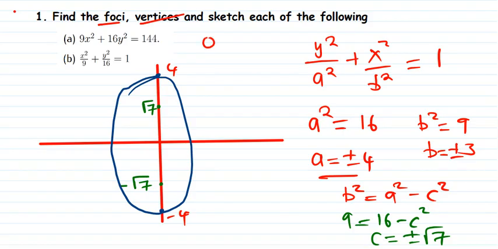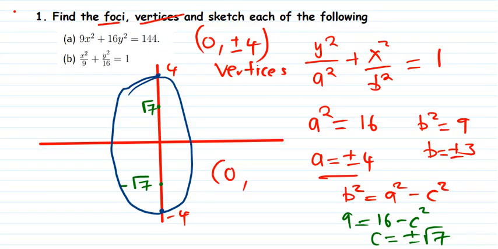So we have 0 comma plus or minus 4 for our vertices, and then for the foci we have 0 comma plus or minus root of 7, and then of course for the minor axis, the vertices there, we're going to have negative 3 and positive 3. Okay, so hopefully I've given you a way that can help you remember the equation for the ellipse, and you're able to handle the questions with confidence. And of course, when you look at the tutorial sheet, I think you'll be able to handle the questions with confidence.